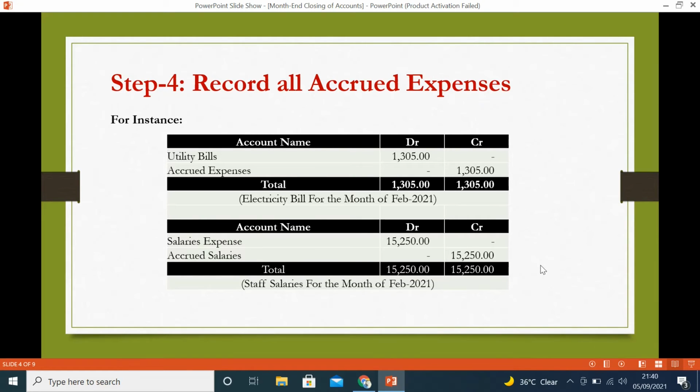Similarly, all expenses, whatever it is, traveling or any other transportation of staff or overtime, whatever expenses that belong to the previous month, you need to create the accrual for that expense.